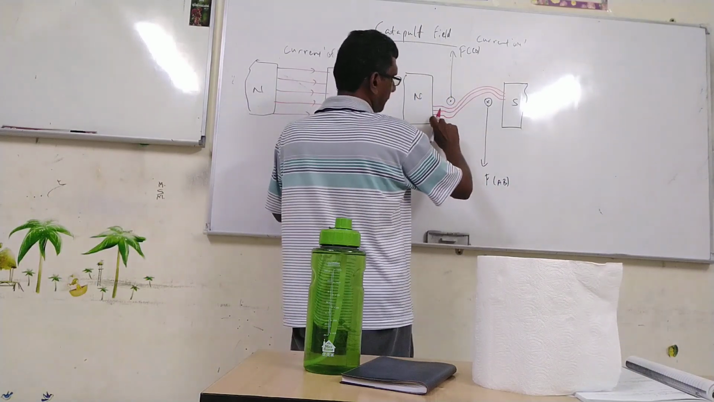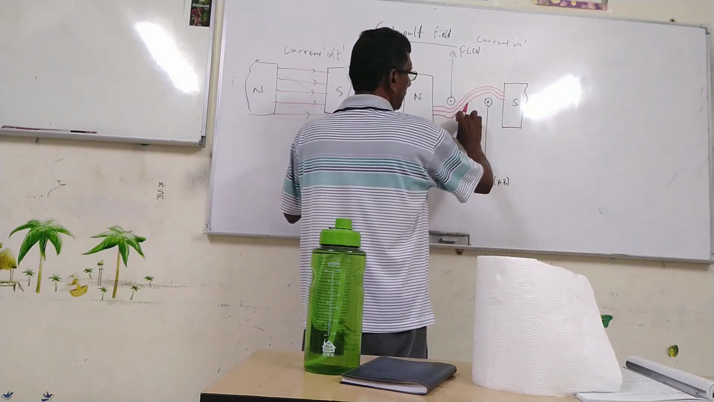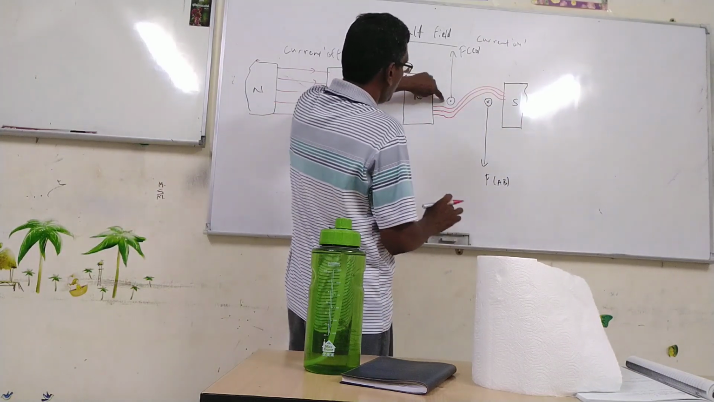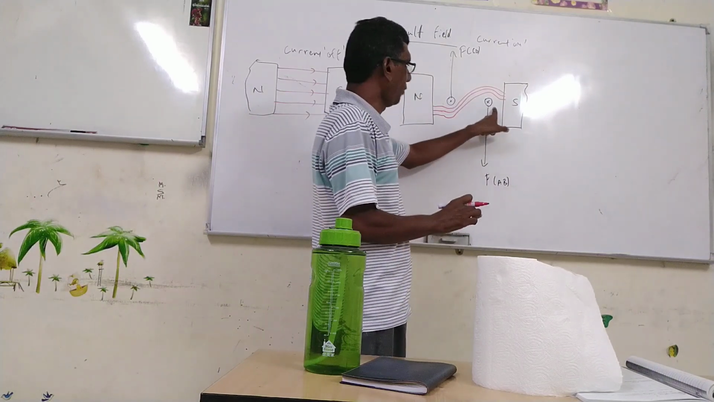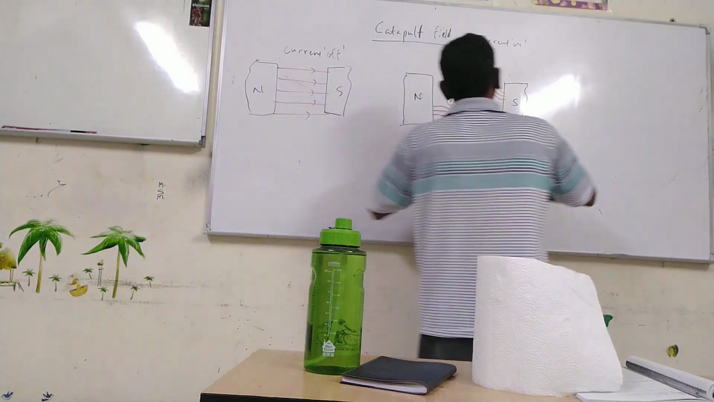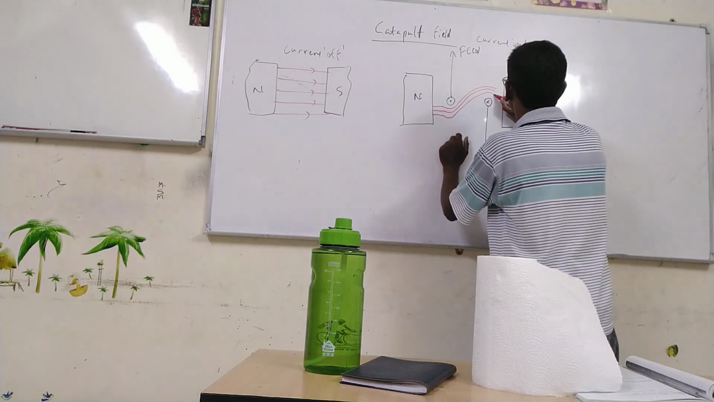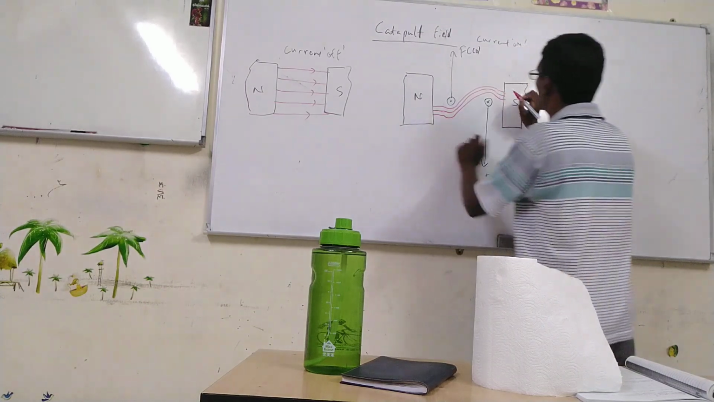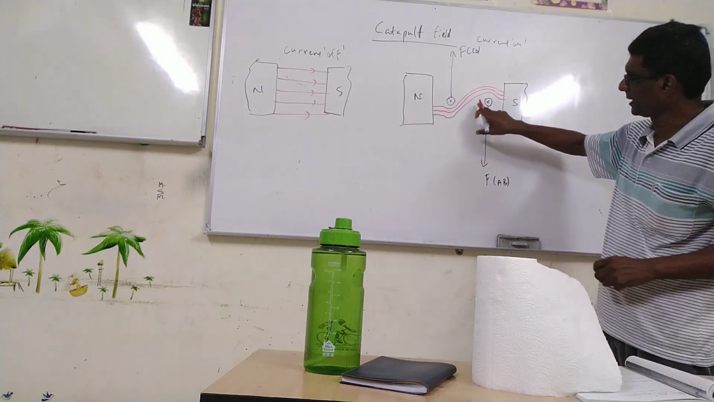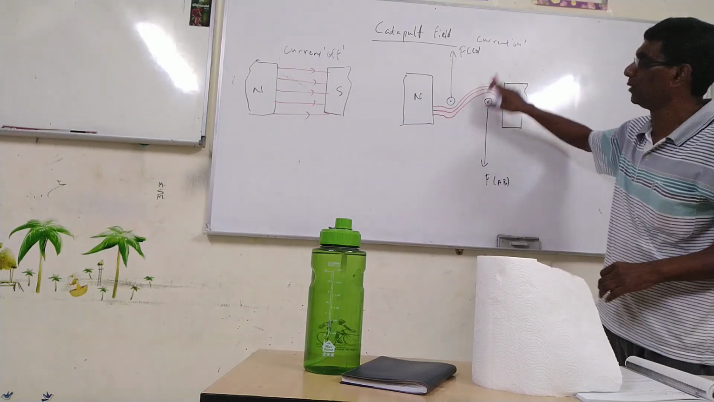This curves down and this curves up, because the force upwards makes the field curve down, and the force downwards makes it curve up. This is the catapult field.